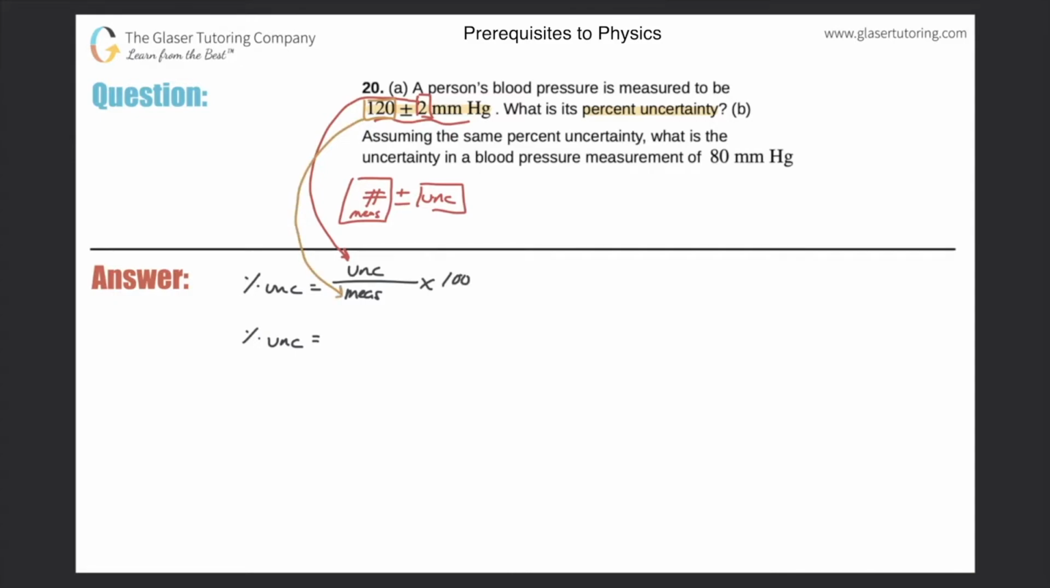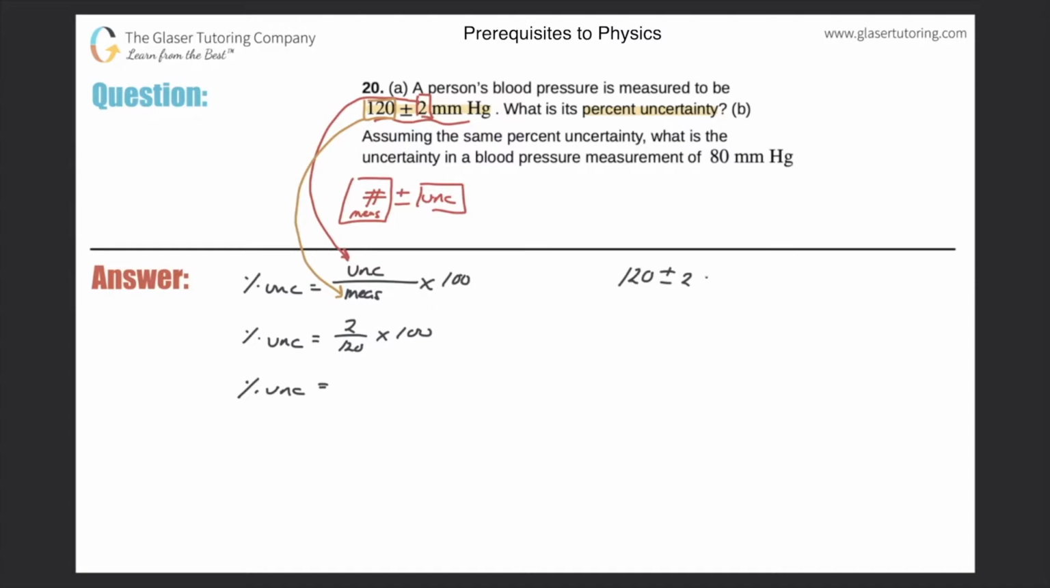So now we have enough information we need to solve this particular question. So we have 2 over 120, multiplied by 100. Now, before I calculate the percent uncertainty, I've got to talk a little bit about sig figs here. It appears that the 120 value only has 2 significant figures, as written. Why? Because there is no decimal present. But, and this is the weird part, the number actually does have 3. So how do I know that? Well, they gave this to us. They said that it's 120 plus or minus 2.